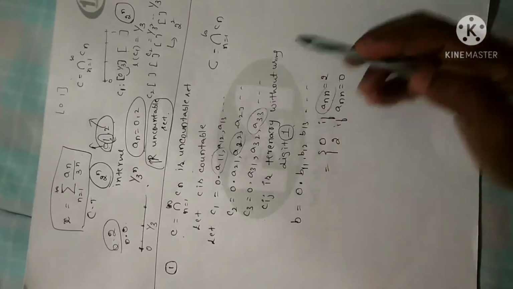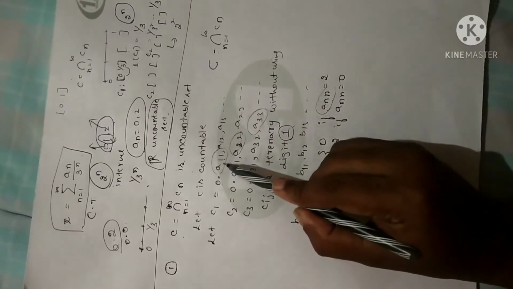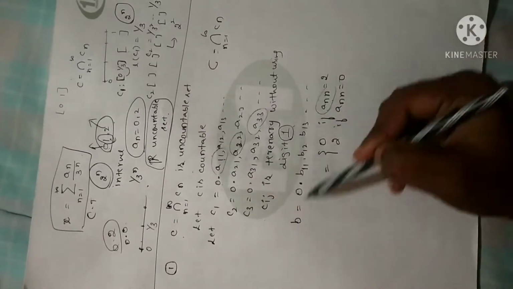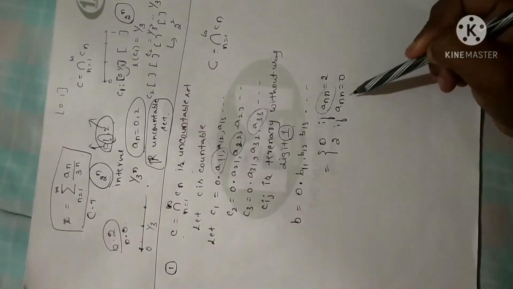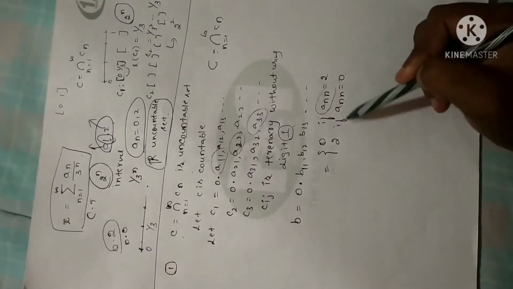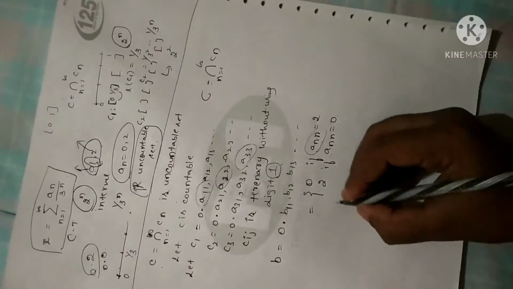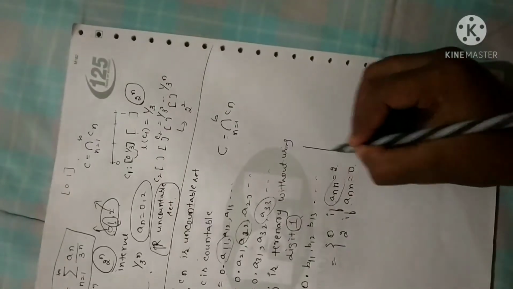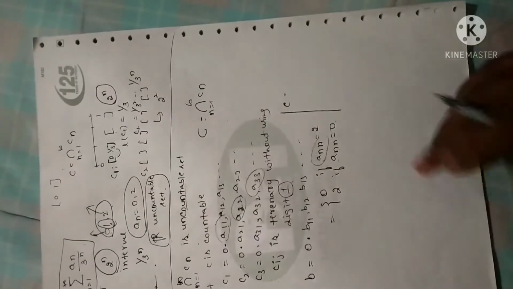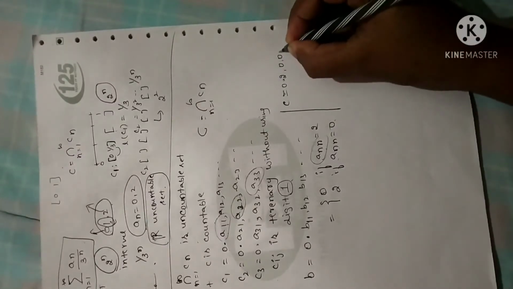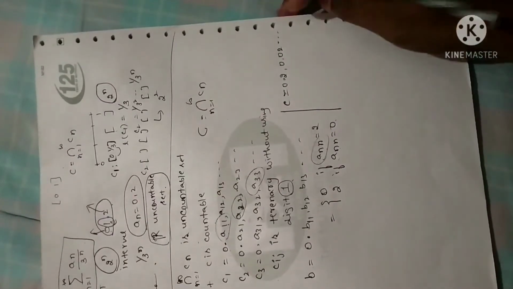So ANN is none other than A11. If A11 is 2, B takes the value 0. Similarly, if A11 is 0, then B takes the value 2. I'll give you a simple example so that you understand very well. Suppose I consider a set C as, say, 0.2, 0.02 and so on. Fine.